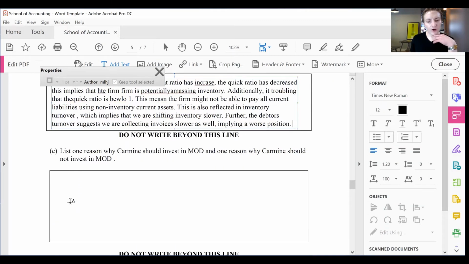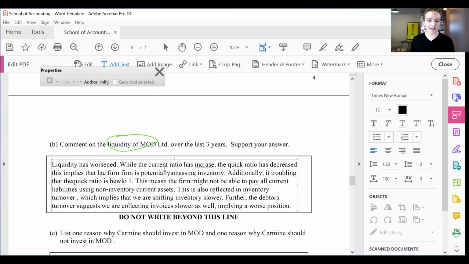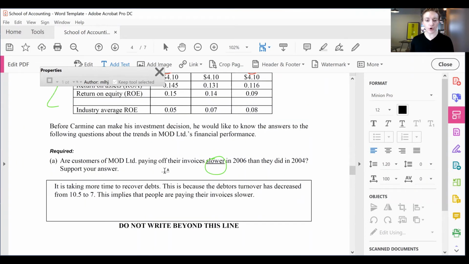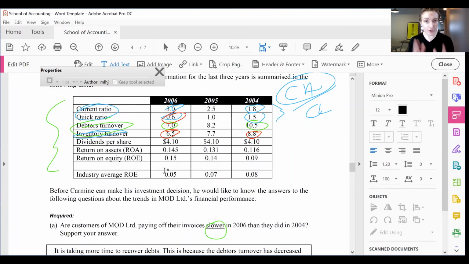We can also look at reasons for why you might invest or not invest. So I'm just going to speak to this verbally because we've already talked through some of this. The reasons to not invest can be the liquidity position is worsening, and in addition to this, it is taking us longer to be able to recover our invoices from our customers.